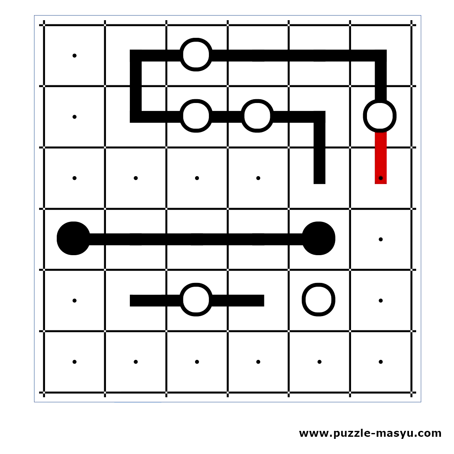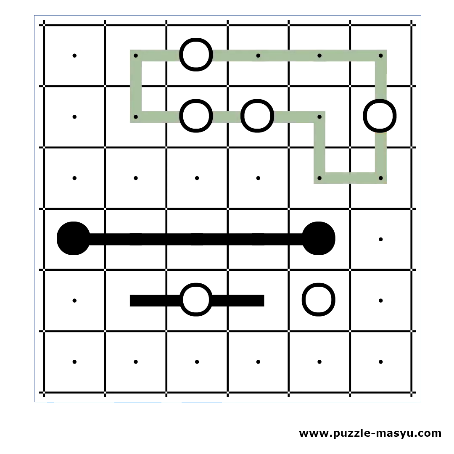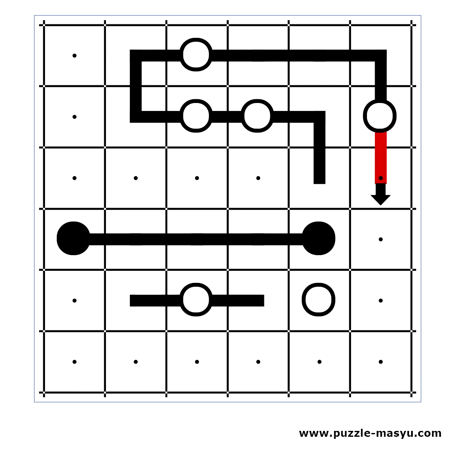Take a look at this line ending. If it continues to the left, we will have an isolated closed loop, which is not allowed. It must continue downwards. Now it cannot connect to the black circle, so it must continue downwards one more step.